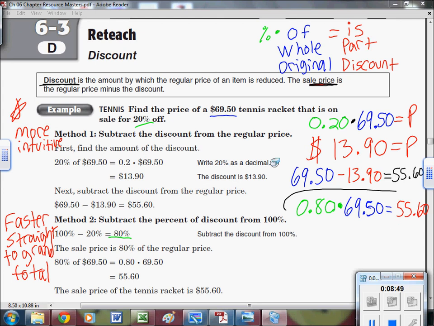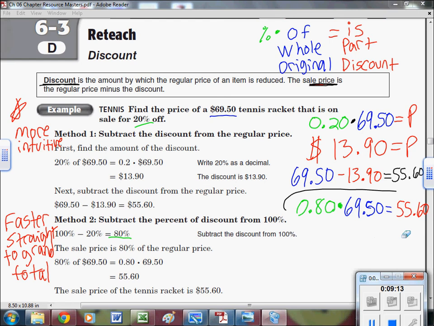So when in doubt, you can do it intuitively like method number 1, but once you get better at it, or if you just want to start off, if you can make this connection why it was 80% of the regular price, if you can already make that connection, go straight to this method. And so just do 80% of $69.50, and that'll take you straight to your answer, $55.60. So that's the sales price. That's the price after the discount.